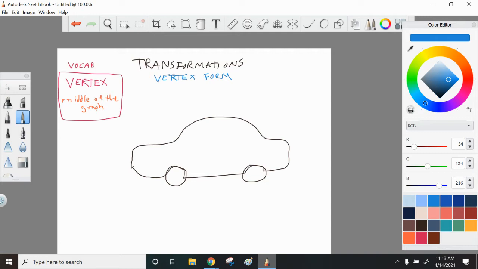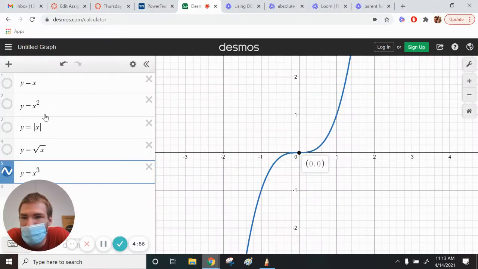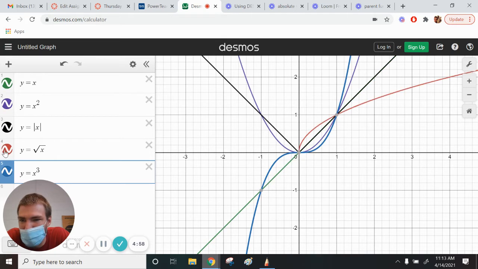So, what does that mean? Well, what that means is that all of these parent functions are all going to work very, very similarly, okay? If I do something to one and I do the same thing to the other one, I expect them to react in the same way.